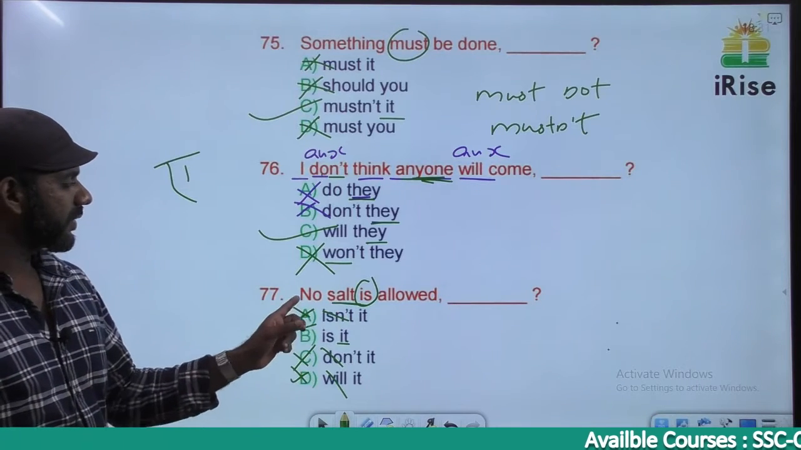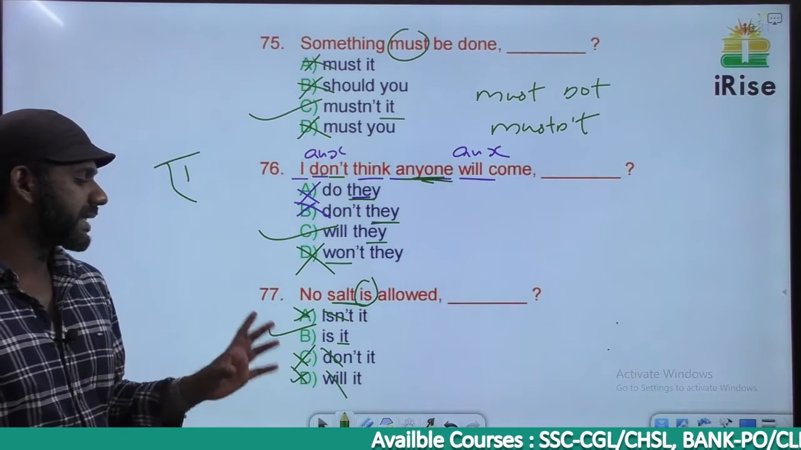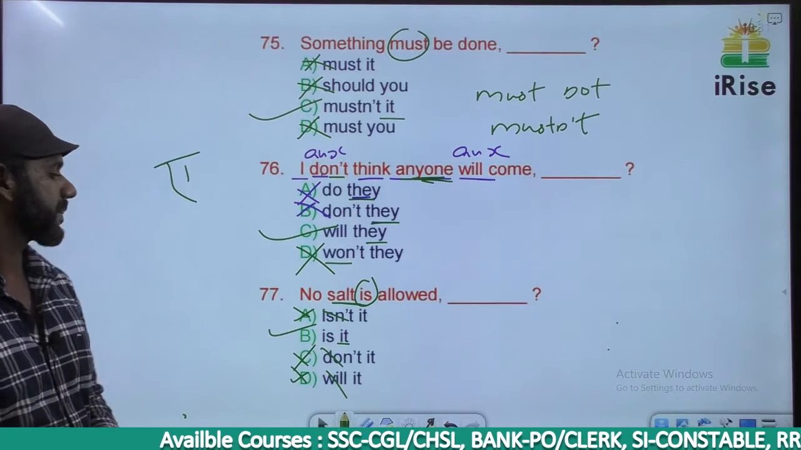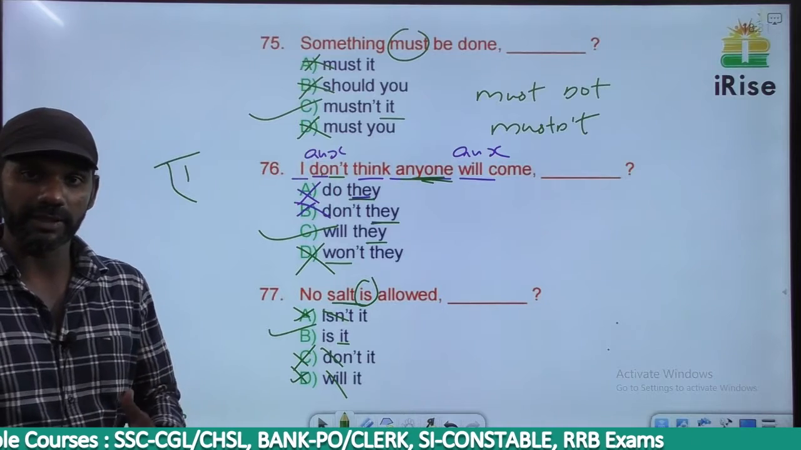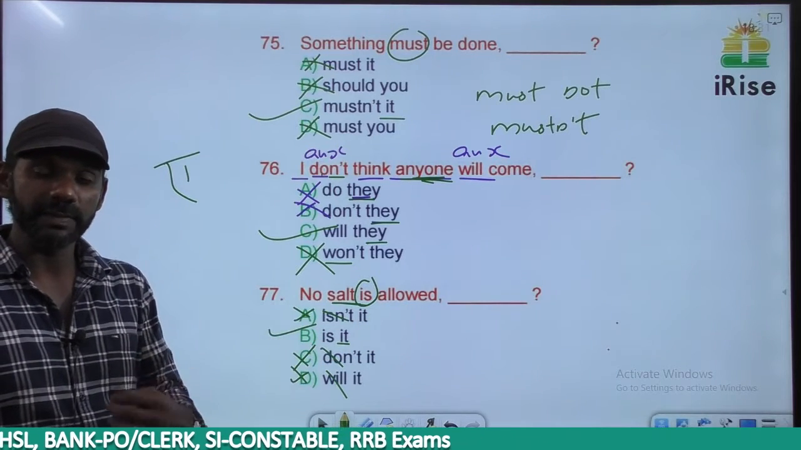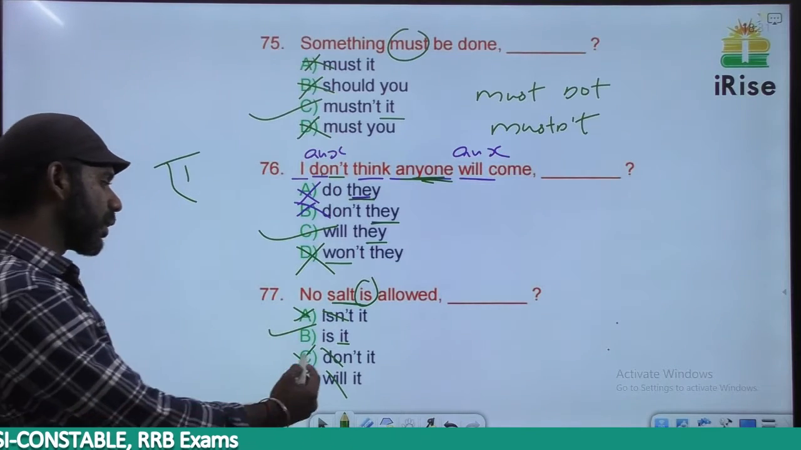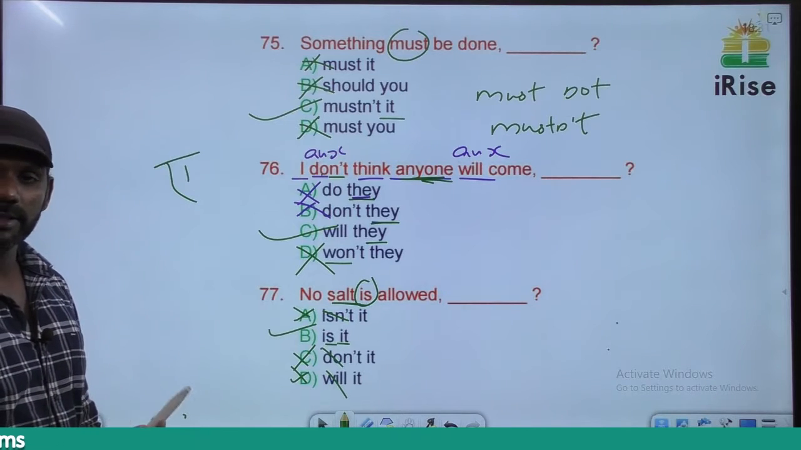No salt is allowed. We have an N word in the sentence. In the tag, we don't have an N word. No salt is allowed, is it? It means is it allowed? It means is salt allowed? Is it true in the sense that salt is allowed or salt is not allowed? N word in the sentence, no N word in the tag. It must be fine. No salt is allowed, is it? Is salt allowed?